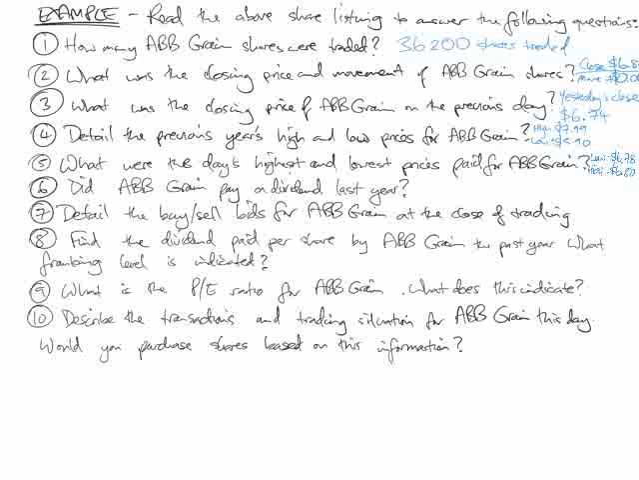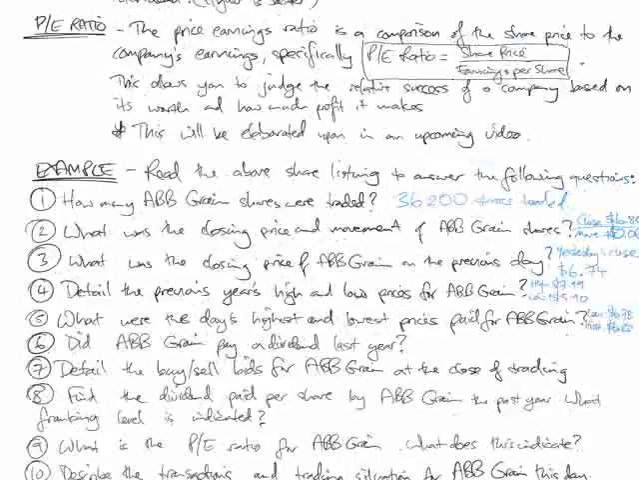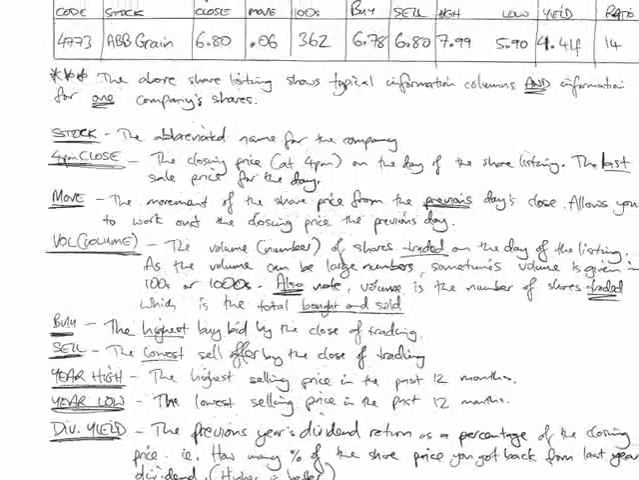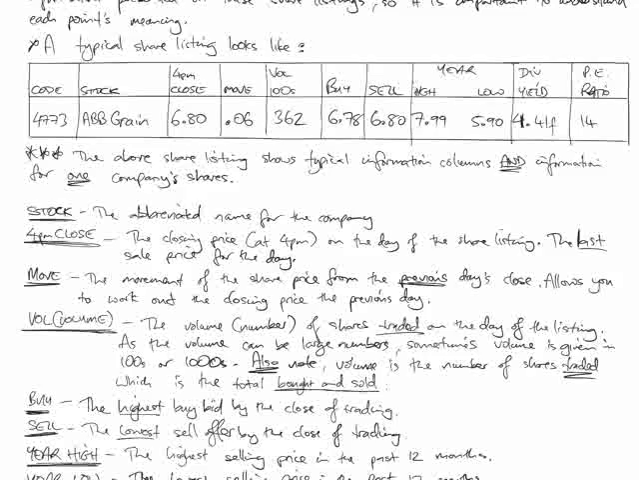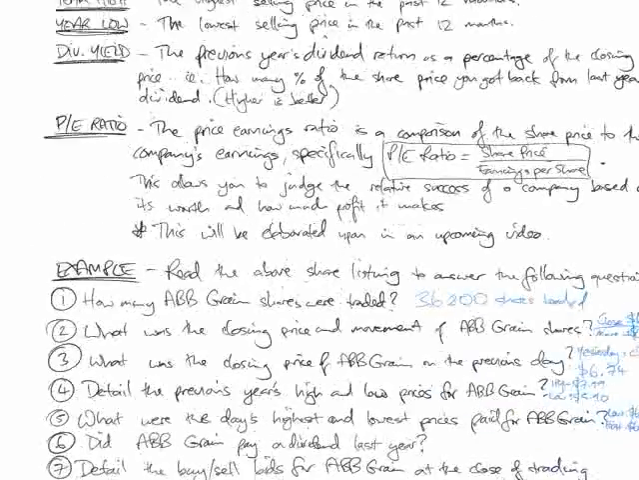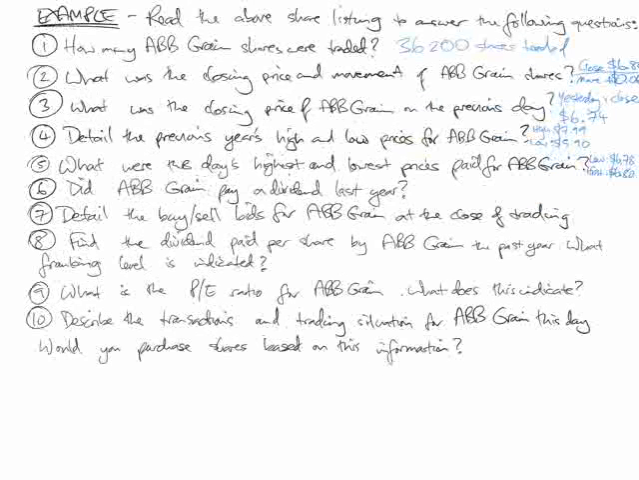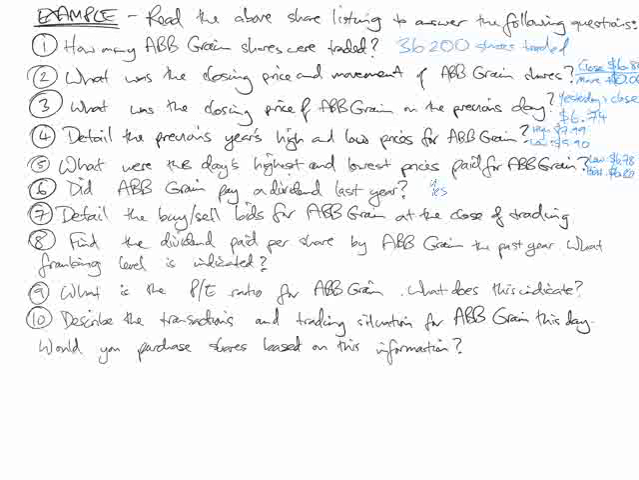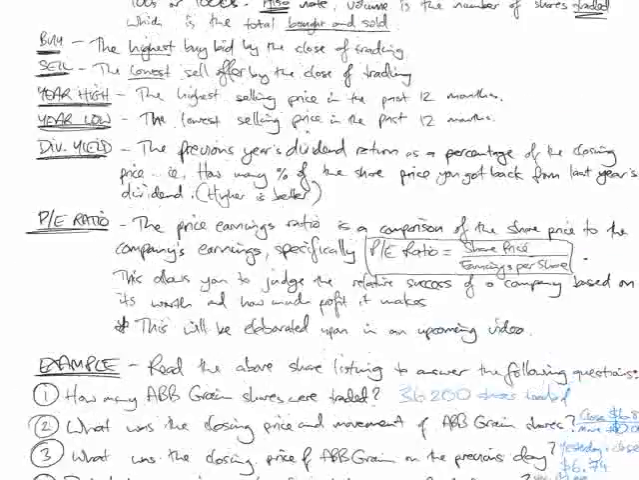6. Did ABB Grain pay a dividend last year? Well, yes, because it had a yield. You can't have a yield if you didn't pay a dividend in the first place, because then it would be 0%. So, yes. 7. Detail the buy-sell bids for ABB Grain at the close of trading. So this is essentially the same answer as before.